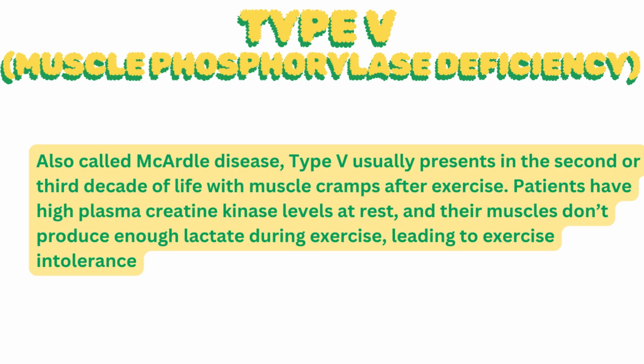Type 5, muscle phosphorylase deficiency. Also called McArdle disease, type 5 usually presents in the second or third decade of life with muscle cramps after exercise. Patients have high plasma creatine kinase levels at rest, and their muscles don't produce enough lactate during exercise, leading to exercise intolerance.